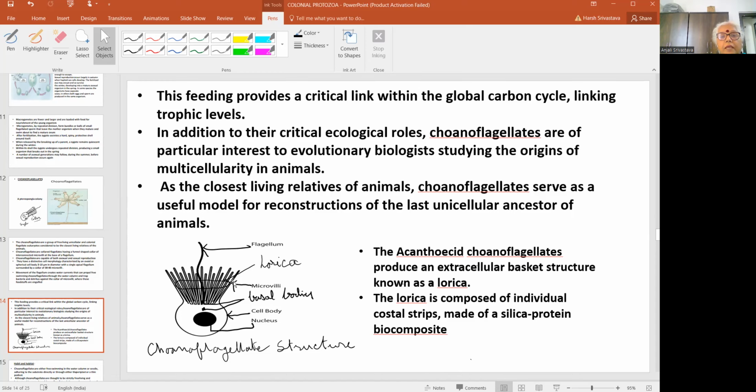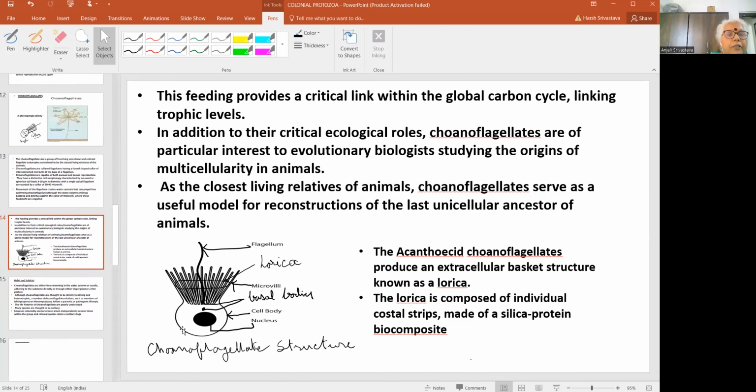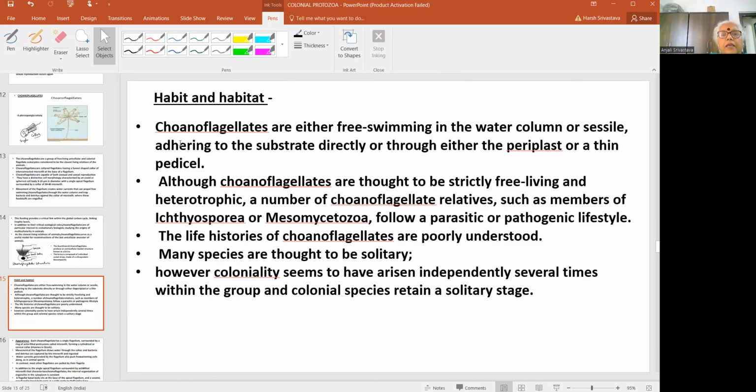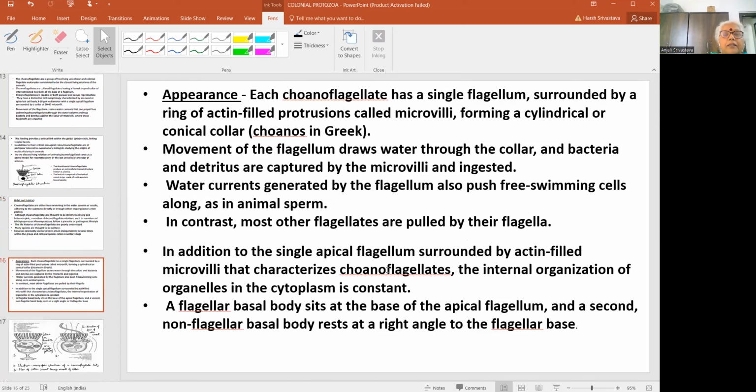This is the flagellum, this is the lorica made up of microvilli, and these are the basal bodies. Two basal bodies are there, from which this flagellum arises. This is the nucleus, and this is the cell body. So this is a single choanoflagellate. Such choanoflagellates show various types of habits and habitats. They are mostly free swimming, but some choanoflagellates, like Pterospongia, are sessile forms that remain fixed to the substratum.